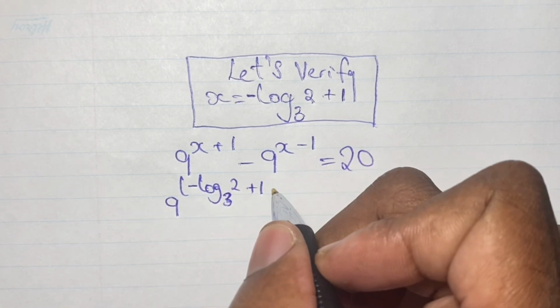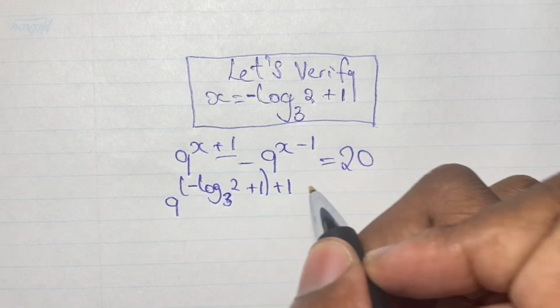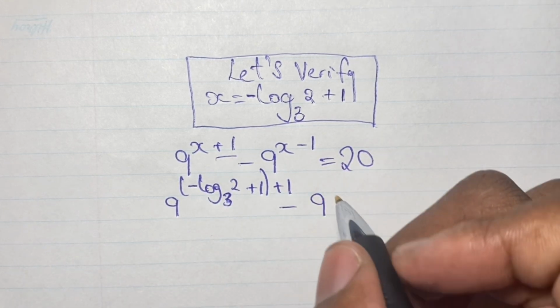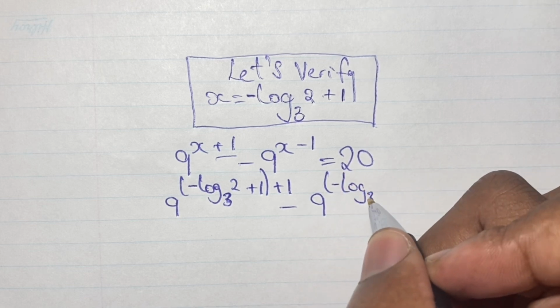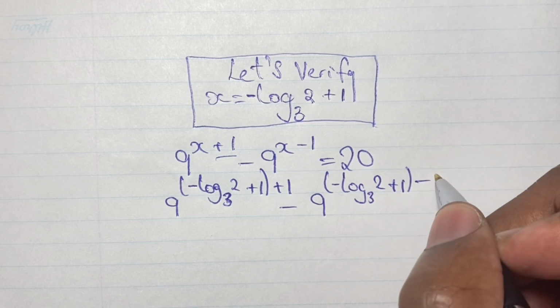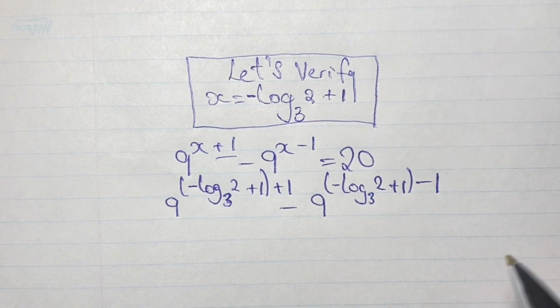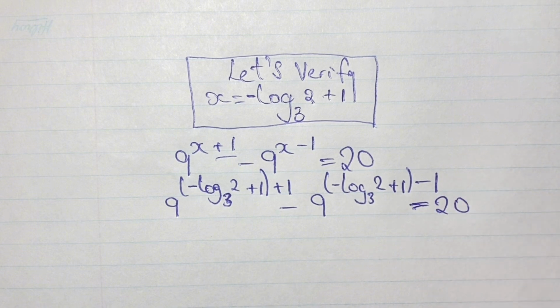So that means we'll have 9 to the power of negative log base 3 of 2 plus 1. And we will close our brackets, and then we would have plus 1 again. And we would have minus 9, and we have it to the same exponent as negative log base 3 of 2 plus 1, and then we subtract 1. And that's all equal to 20.